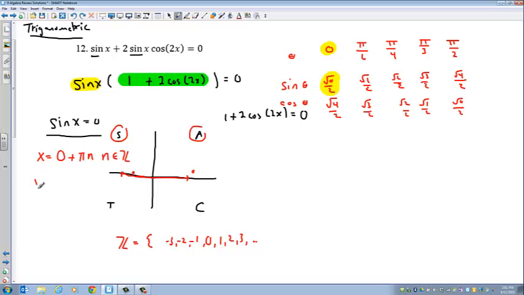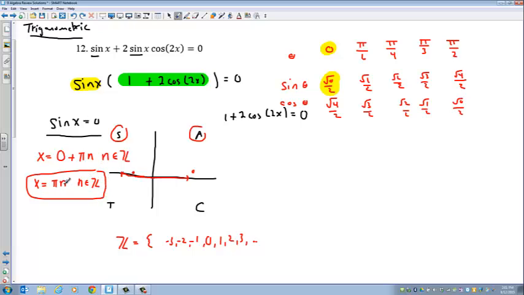All right. And in the end, you probably would just write x is equal to pi n. You don't need the 0 plus, because 0 plus anything is the anything. So n is an element of Z. So that's my final answer.